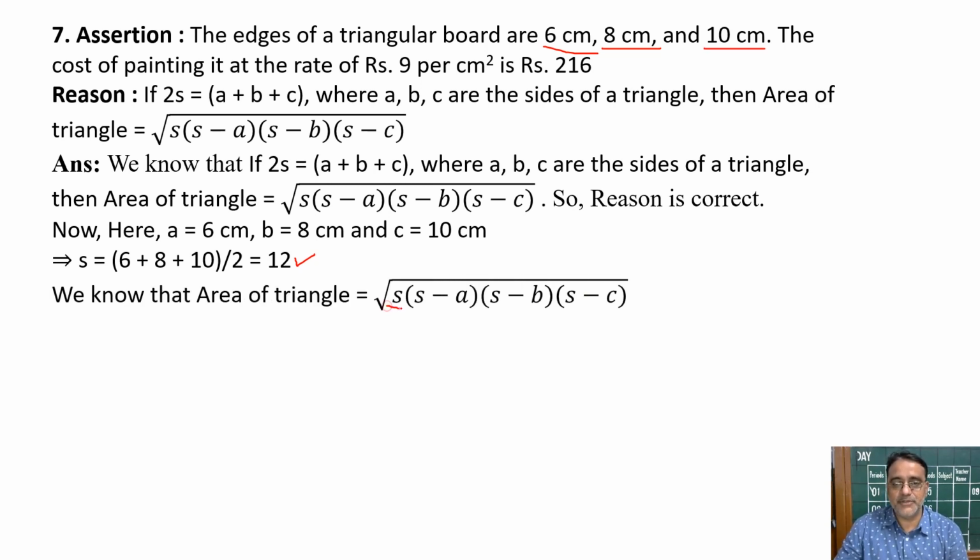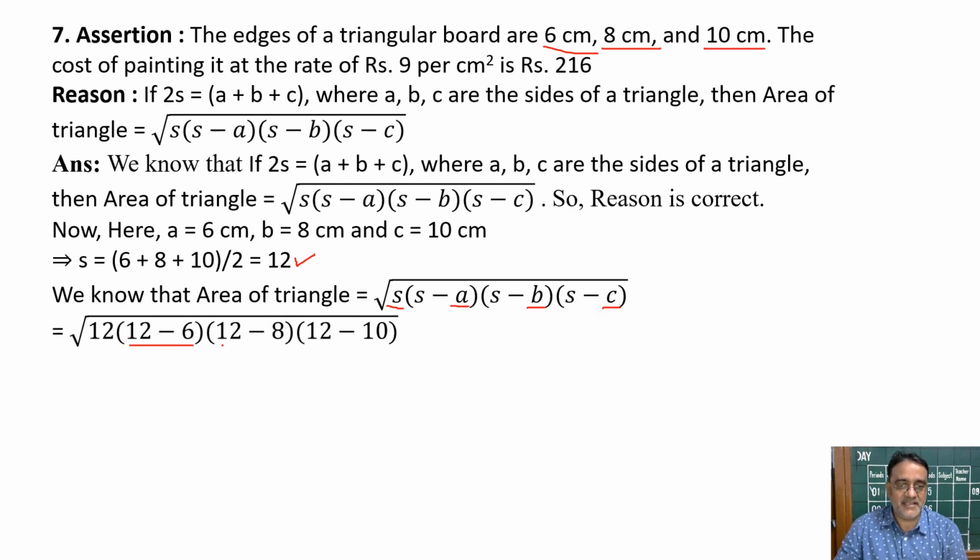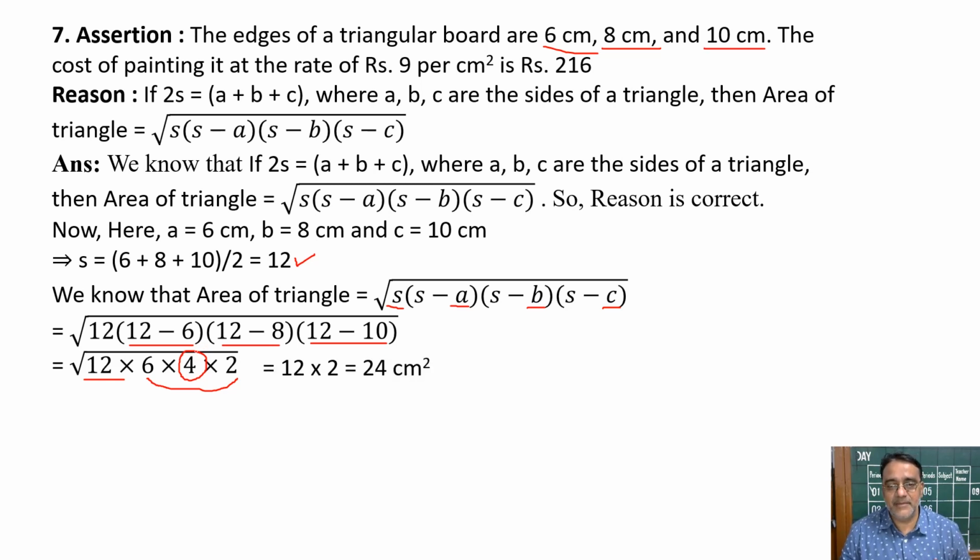Now we are going to substitute s is equals to 12, a is equals to 6, b is equals to 8, and c is equals to 10. So 12 minus 6 is 6, 12 minus 8 is 4, and 12 minus 10 is 2. So 12 into 6 into 4 into 2. Look carefully, 6 into 2 will be 12, and 12 is already here, and 4 is a perfect square. So we'll get 12 into 2, that is 24 centimeters square.